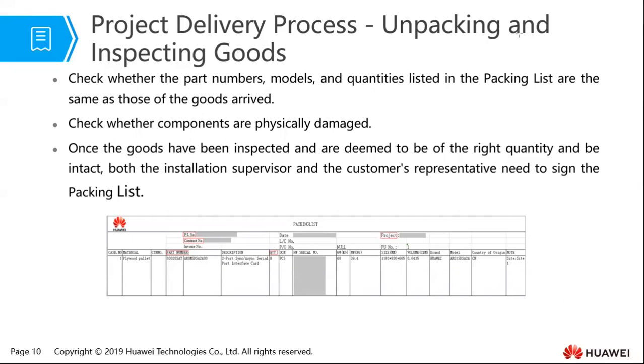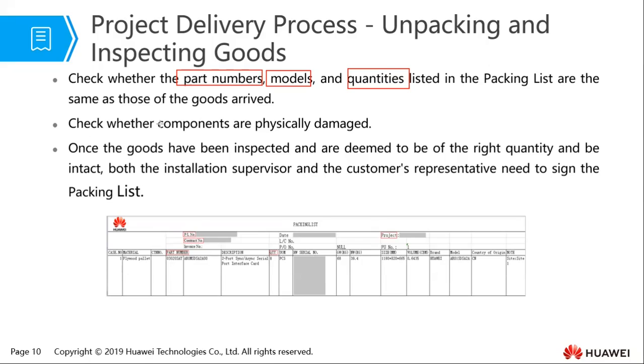Now, unpacking and inspection of goods. So here we just have a template that can guide us on what to check and do the required documentation. So we need to check the parts. So when you're inspecting the goods, we need to check the part numbers, the models, and the quantities as listed on the packing list.